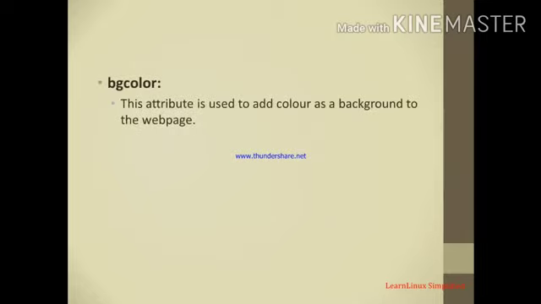Next is BG color. This attribute is used to add color as a background to the web page. Now background is used to add image as a background. Here BG color is used to add color as a background. Okay, the general syntax: body space BG color, then color name or its hex code. Means either we can give color name or the hexadecimal coding.